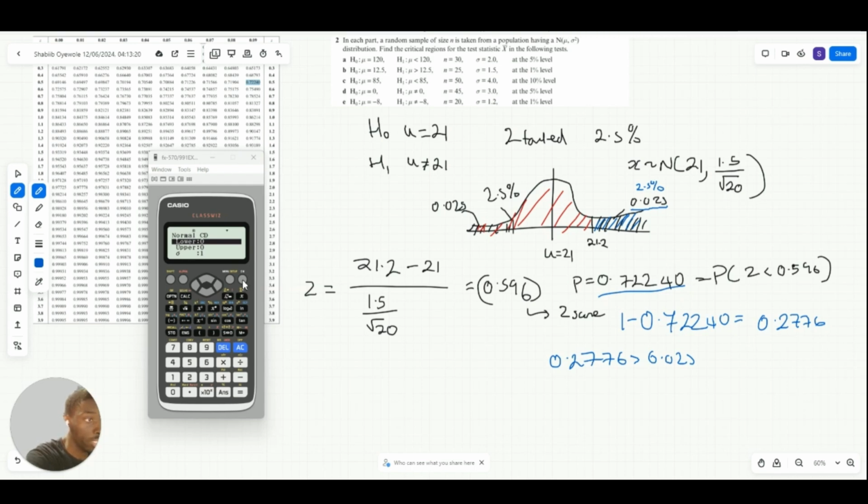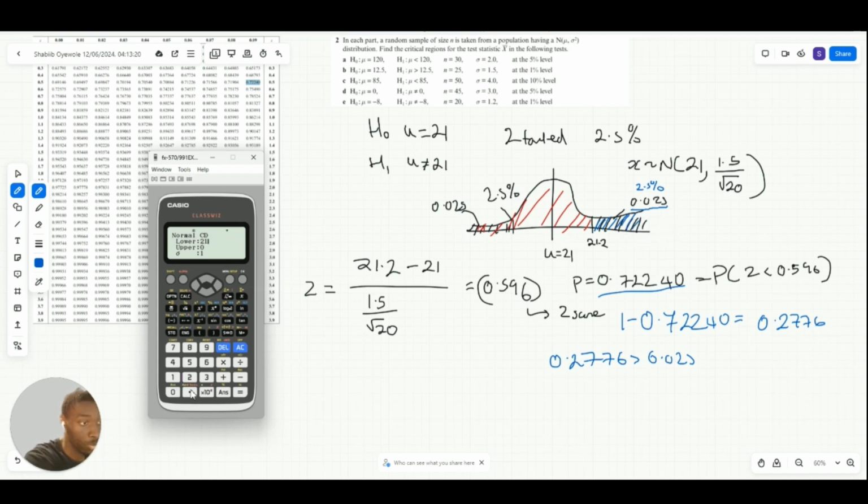So now in my calculator, if I go to my menu, I'm going to click on 7, statistics, and I'm going to use the second option, the normal cumulative distribution. And now I'm going to enter my parameters. So 21.2, because any value in my sample that is greater than 21.2 is going to equal 0.025, and I want to test at this significance level.